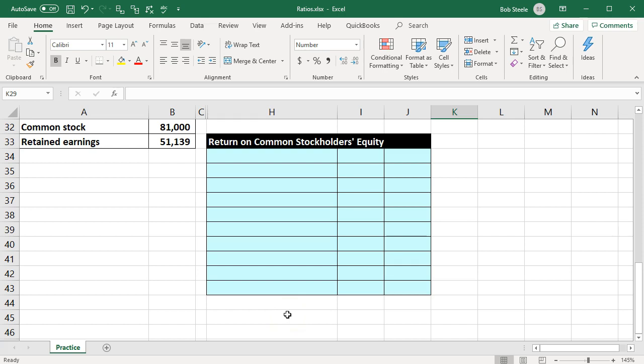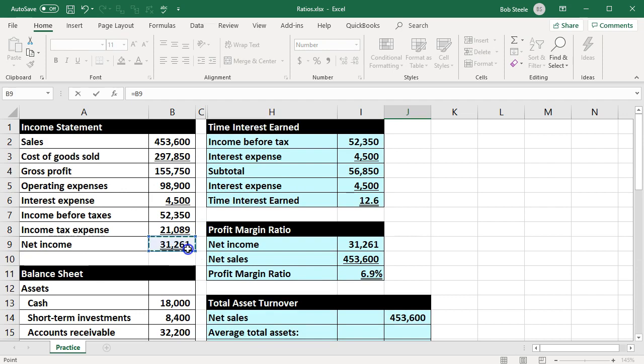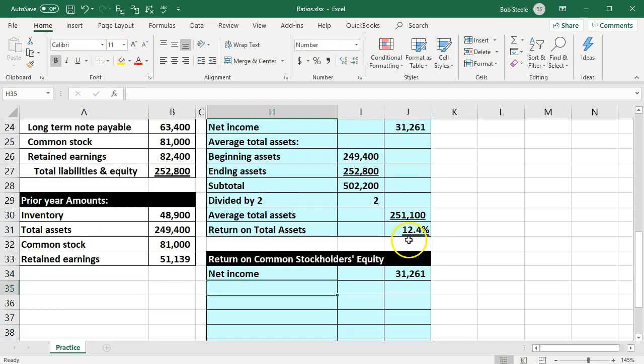Next, we'll take a look at the return on common stockholders' equity. Once again, we'll be comparing a balance sheet and income statement account, this time starting off once again with the net income. So we're going to say net income up top. We're going to pick up the net income. This is going to be the bottom line of the income statement. Net income, not the sales, not the net sales, net income. And that's going to be the 31,261.